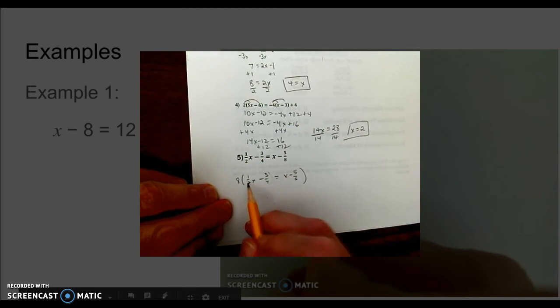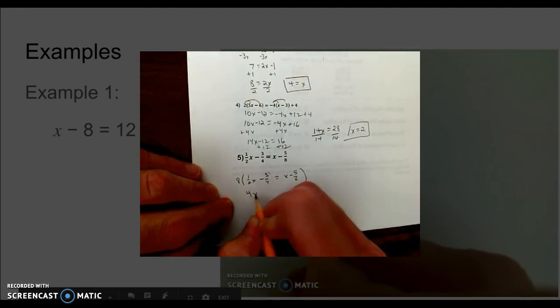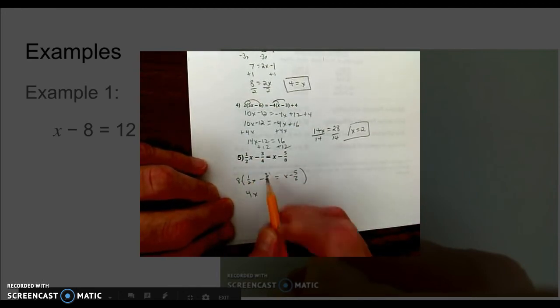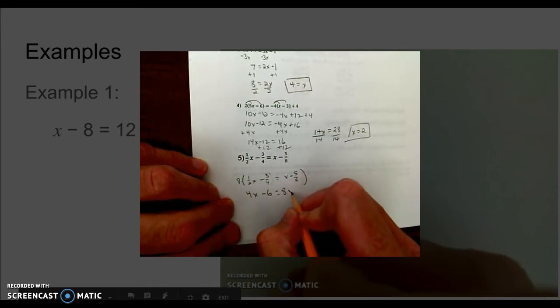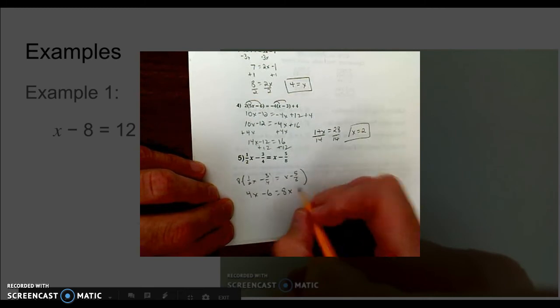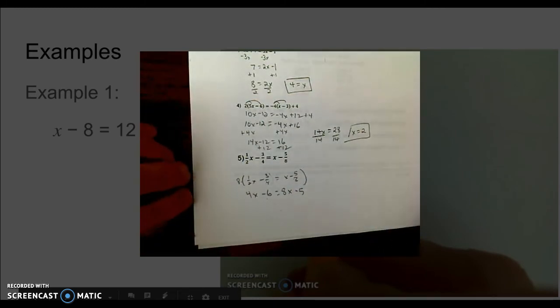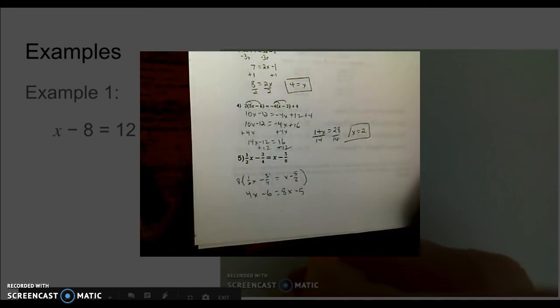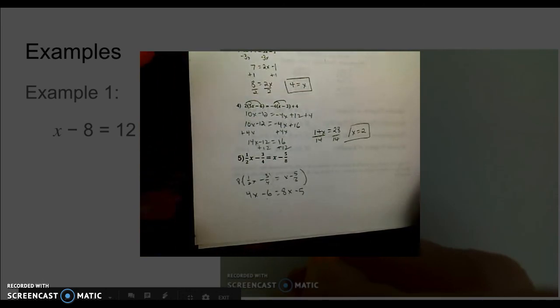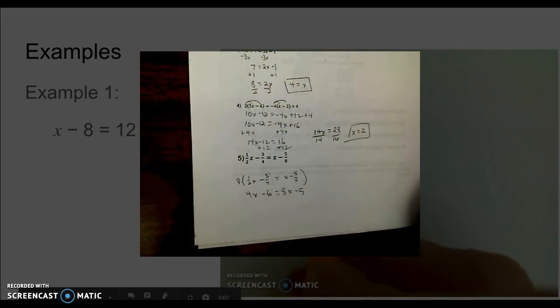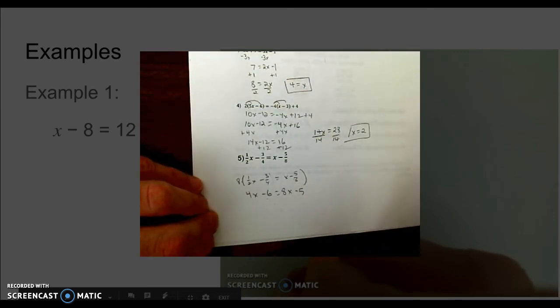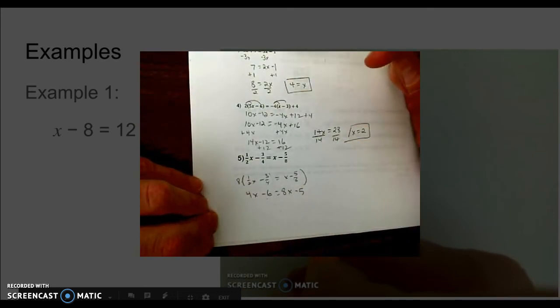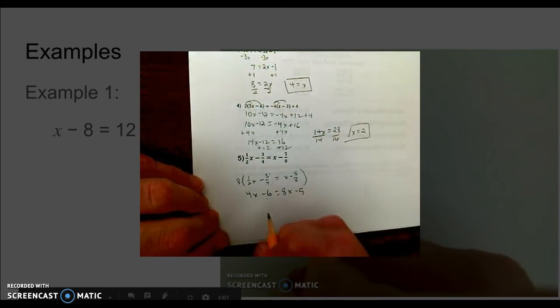So what happens? 8 times 1/2. Well, half of 8 is 4. 8 divided by 4 is 2 times 3 is 6. So negative 6. 8x, and here 8 divided by 8, that's 1, I'm going to end up with 5. So now, by multiplying through by the least common multiple, I've eliminated all the fractions. Now I have an equation with variables on both sides, very similar to what we had in example number 3. Let's tackle that.